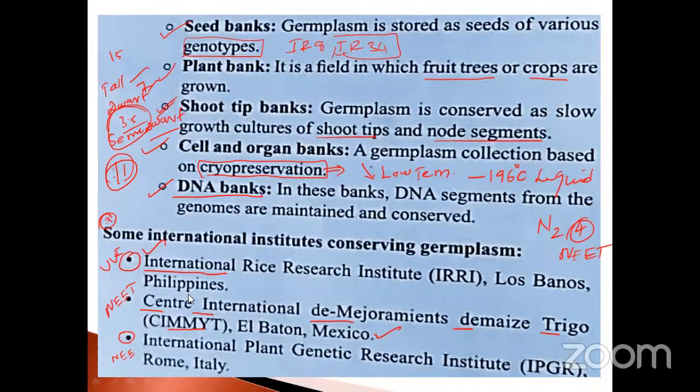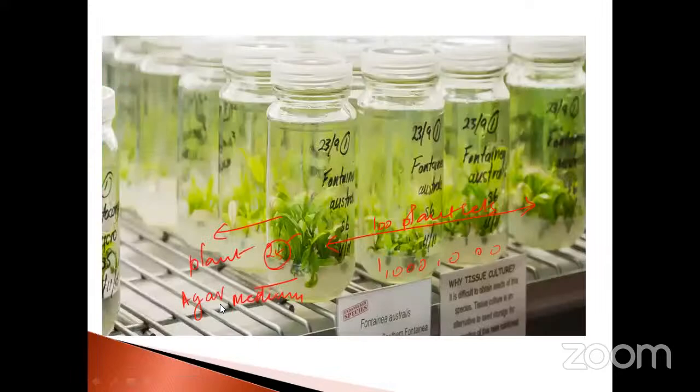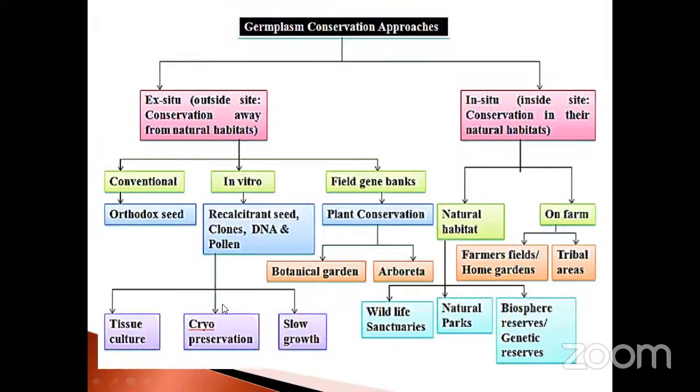Some International Institutes of Conservation of Germplasm: International Rice Research Institute, IRRI, where, you know, Los Baños, Philippines. Centro Internacional de Mejoramiento de Maiz y Trigo, that is CIMMYT, El Batán, Mexico. International Plant Genetic Resources Institute, Rome, Italy. These two things are very, very important. They may ask the question in a expandable manner. Plant bank, already we discussed how it will be stored. These are the complete mind map for the germplasm conservation approaches.